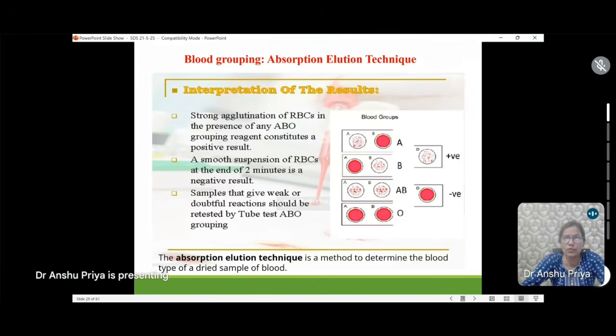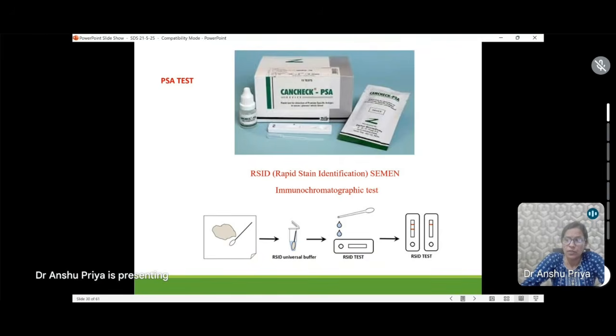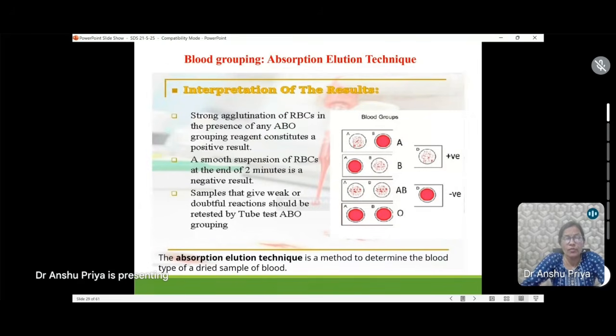If the blood is human, then we go for blood grouping. If we ask which blood group is present, we do the blood grouping test. But this test is somewhat different from the normal blood grouping that we do in the pathology lab, because here the blood is mostly present in dry form. So we have to elute the blood from the dried sample. The method is called absorption elution. If agglutination is present with anti-A, it is group A; if with anti-B, it is B; if with both A and B, it is AB; and if there is no agglutination, it is O blood.